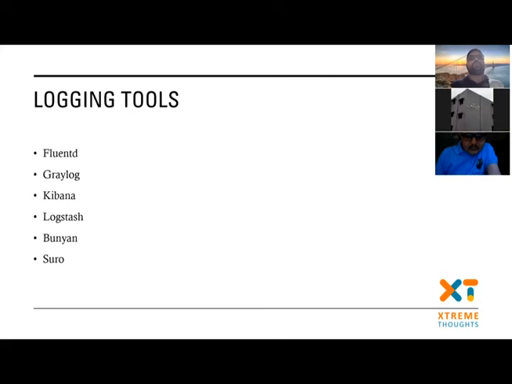Logging tools. So when you log, you need to access those logs from a central place as well, right? You cannot really go into each and every microservice and look at the logs manually. So these are a few logging tools which log in such a way that they can be seen or taken out at a single, consolidated place. So Fluentd, Graylog, Kibana, Logstash, Banyan, Solo. So these are the tools which help us in logging as well as looking at those logs.